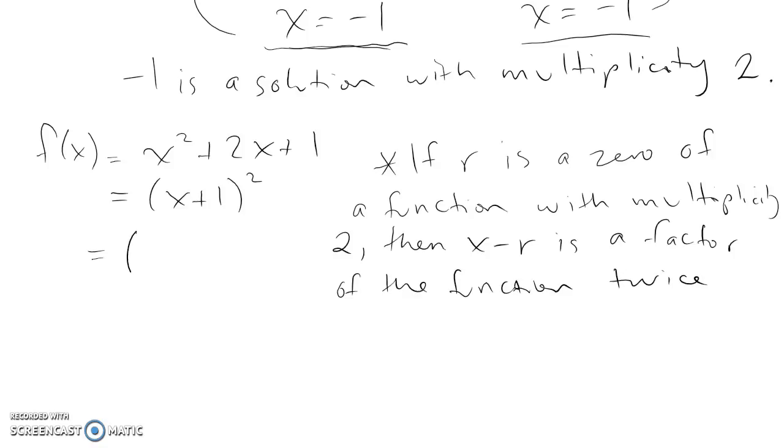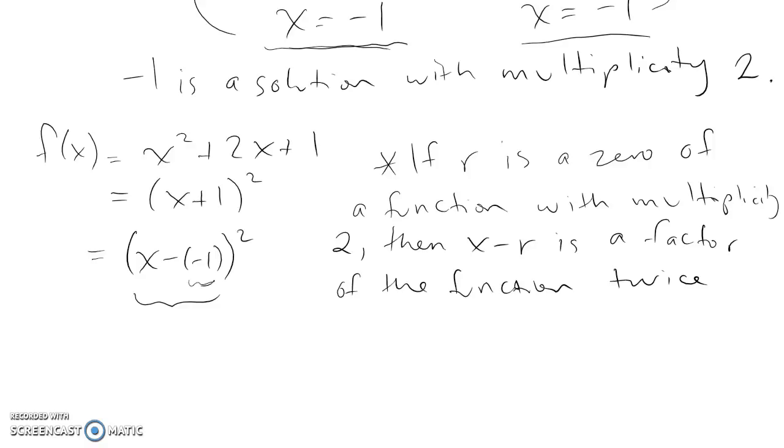Right? Notice that x plus 1 is the same thing as x minus -1. So I'm saying that this is my 0, r. It has a multiplicity of 2. And so here's my x minus r as a factor twice. Okay? And it turns out that multiplicity does some really cool things to the graphs of functions.